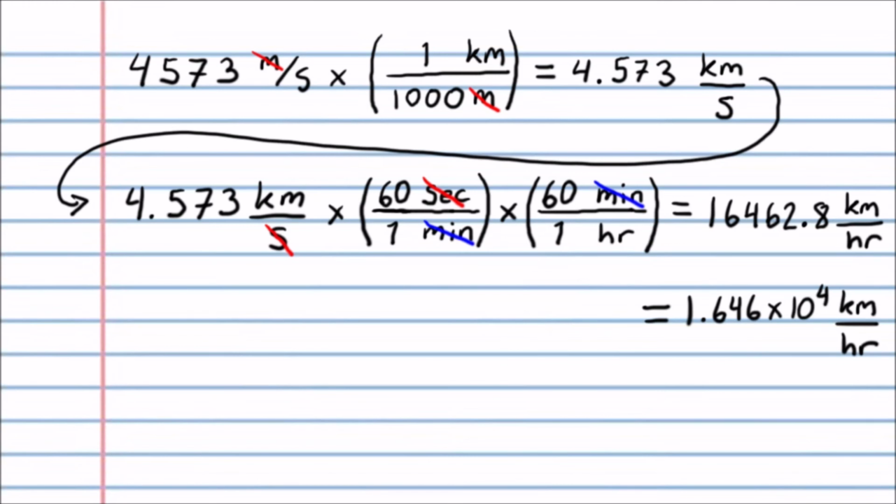And this is a good time to point out something you may not have noticed, and that is that constants don't affect the significant figures. In other words, 60 is a constant, 1 is a constant. They don't affect how many significant figures my final answer is allowed to have. Only the original value did. So my original value only had 4 significant figures. That means that my final answer is only allowed to have 4 significant figures. But the constants, 60, 1, 1,000, they don't affect that.